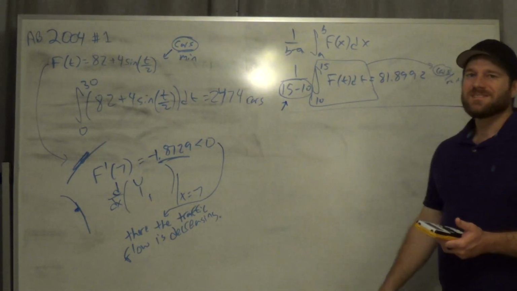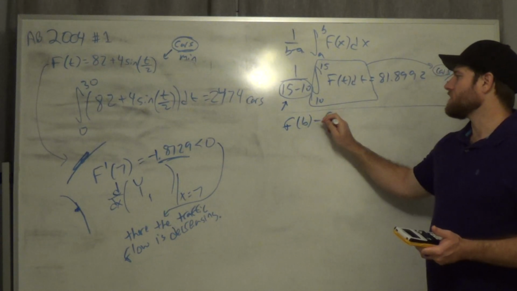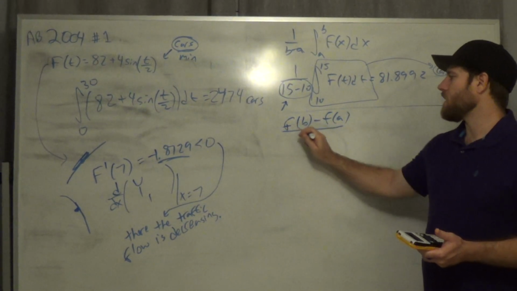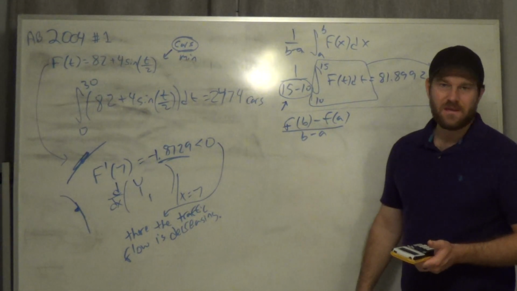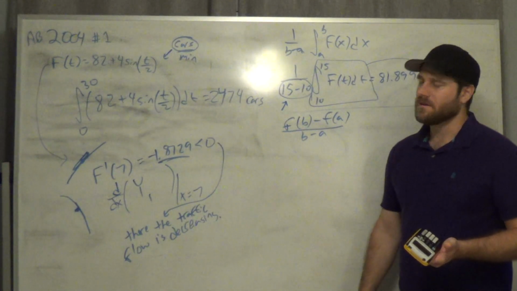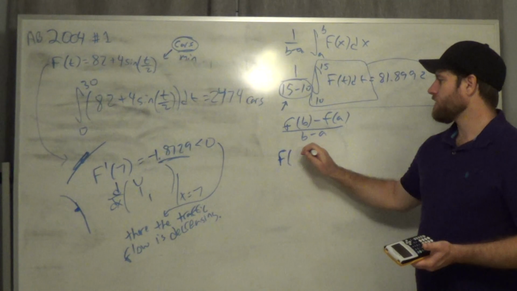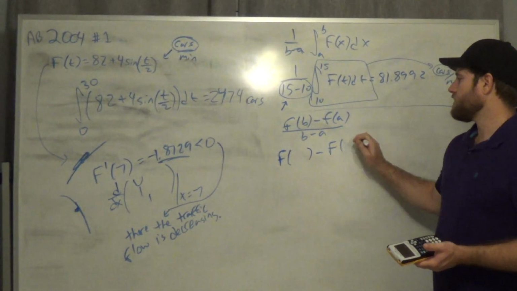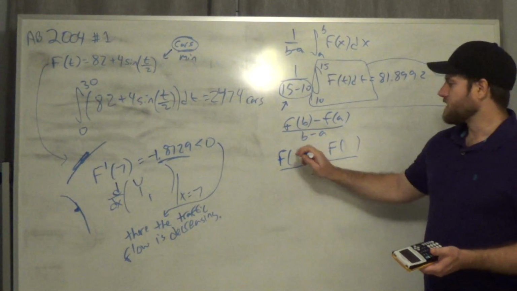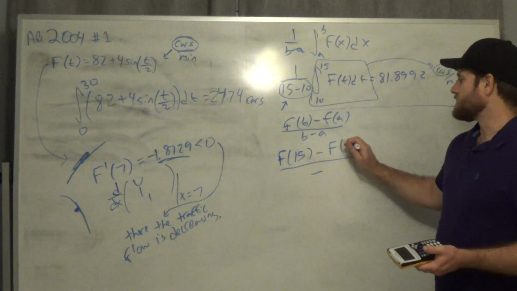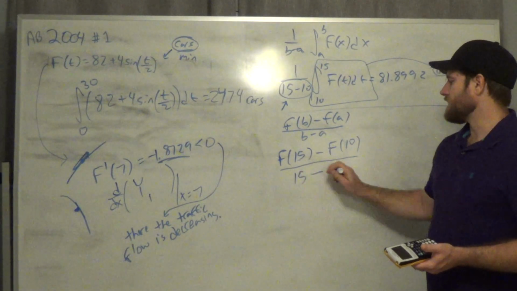All right, part D says average rate of change. Average rate of change is the slope through the endpoints, f of b minus f of a over b minus a. And the amazing thing about this is we've got our calculator. So it's f of b minus f of a over b minus a. My b is 15, so f of 15 minus f of 10 over 15 minus 10.